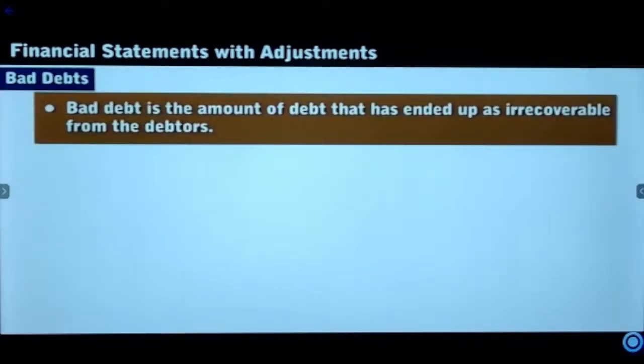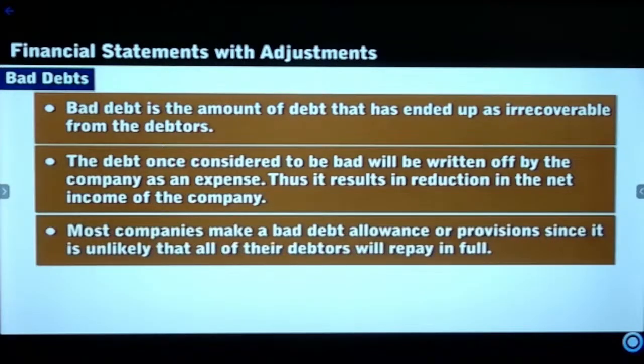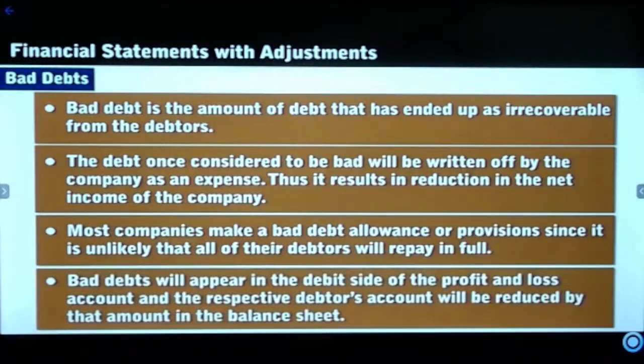Bad debt is the amount of debt that has ended up as irrecoverable from the debtors. The debt once considered to be bad will be written off by the company as an expense. Thus, it results in reduction in the net income of the company. Most companies make a bad debt allowance or provision since it is unlikely that all the debtors will repay in full. Bad debts will appear on the debit side of the profit and loss account, and the respective debtors account will be reduced by that amount in the balance sheet.